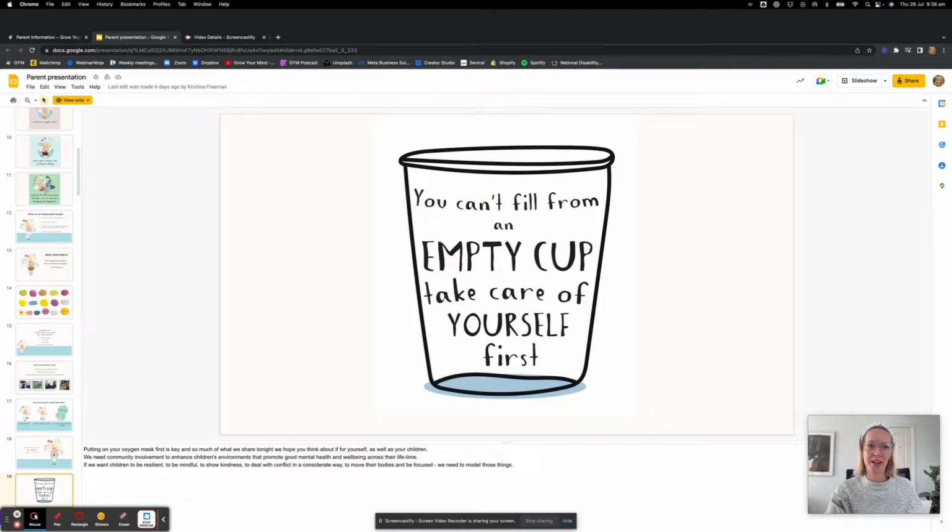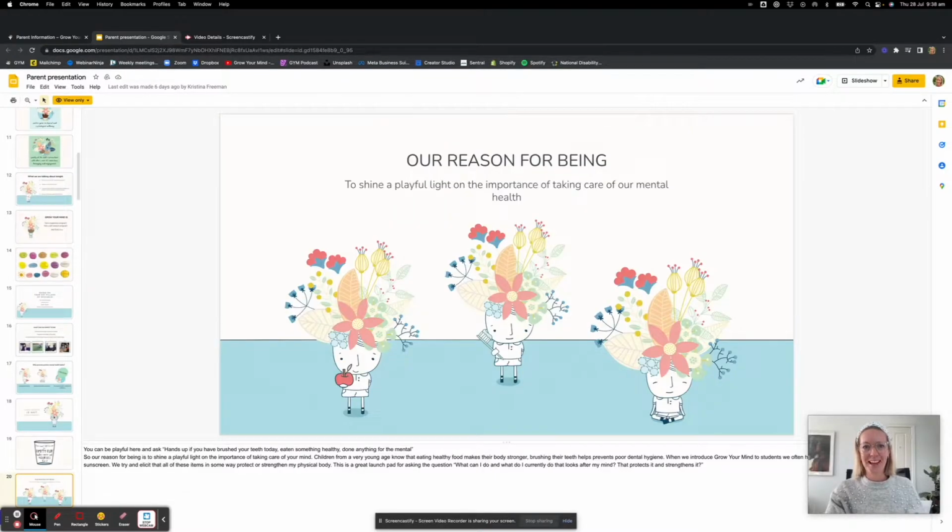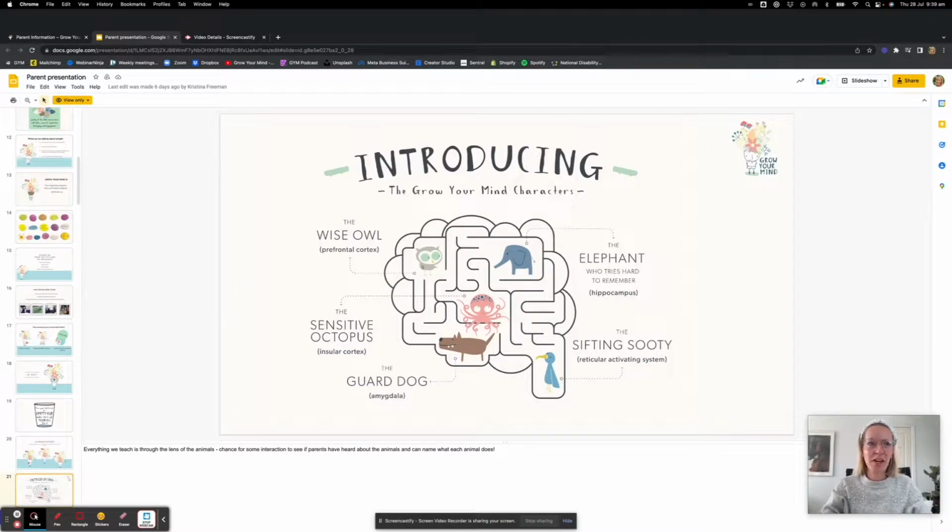Explaining that, just opening it up to them, that parenting's a tough gig, and please look after themselves as well. And the playful reason for being from Grow Your Mind, this is a great opportunity to ask that question, hands up if you've brushed your teeth today, or hands up if you've eaten something healthy, and be a bit interactive with their parents.